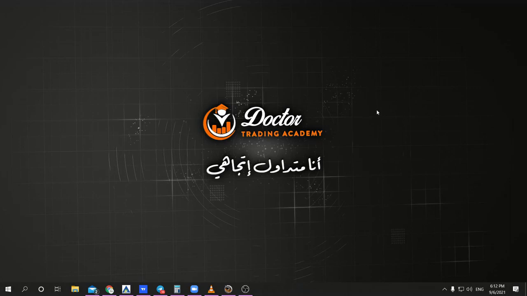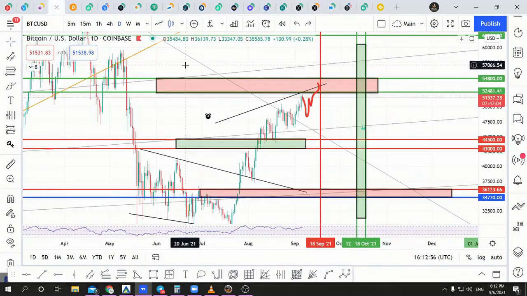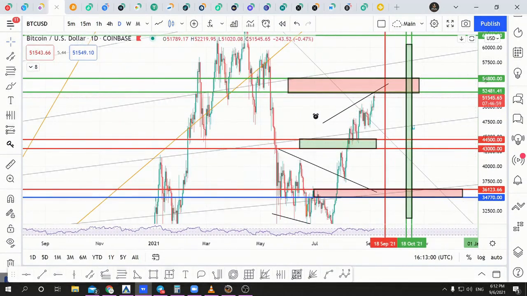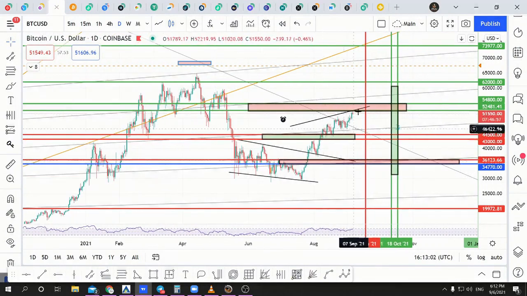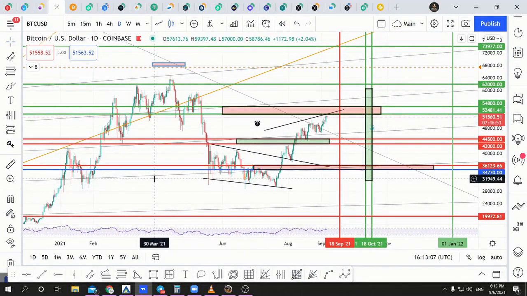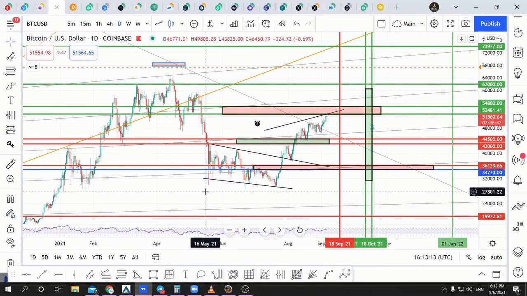So let's go directly to our analysis of the Bitcoin. Let me remove some of these for the chart to be clear. Okay, so for those who follow me on Twitter, of course, you'll find the link below in the description.